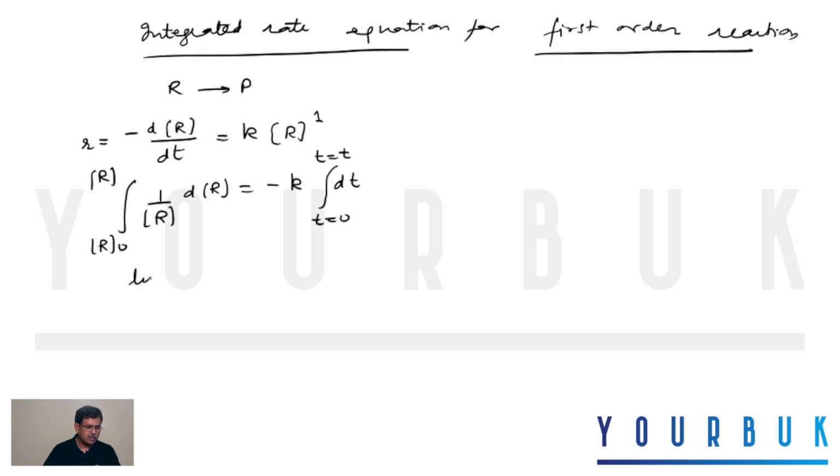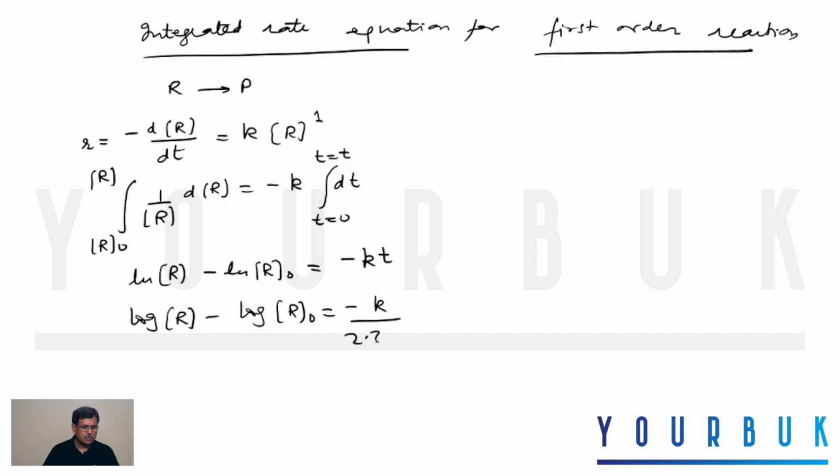Now it gives natural log R minus natural log R naught is equal to minus K into t, or we can write log base 10. R is the concentration of reactant at the end of time t, R naught is the initial concentration, and this is equal to minus K upon 2.303 times t. Just rearrange the terms, it gives log of R is equal to minus K upon 2.303 t plus log of R naught.